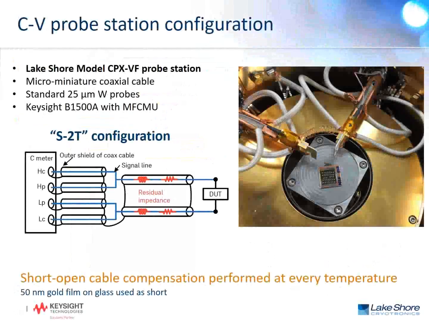Now, to do these measurements in a probe station, see the picture at the right of the actual probing environment for the CV measurements. We did these measurements in our model CPX vertical field probe station. We use micro-miniature coax cables for these measurements. As I said, the 25 micron tungsten probe is important for the aluminum contacts. And finally, the measurement is done using the Keysight B1500A with the multi-frequency capacitance measurement unit.